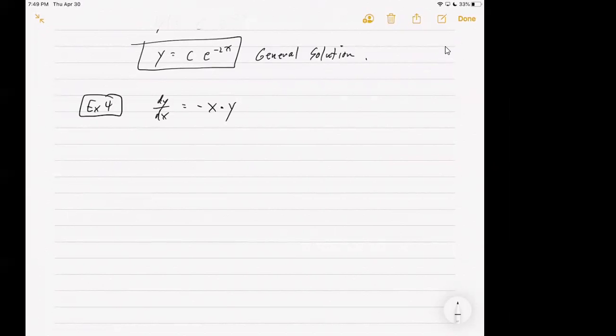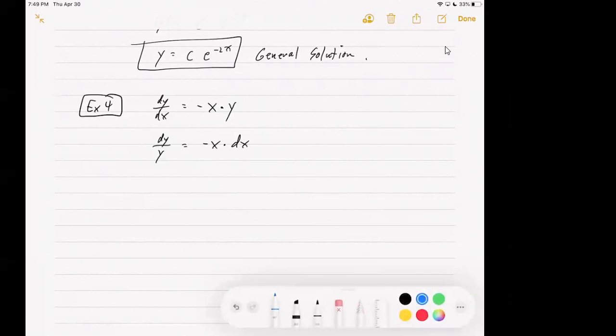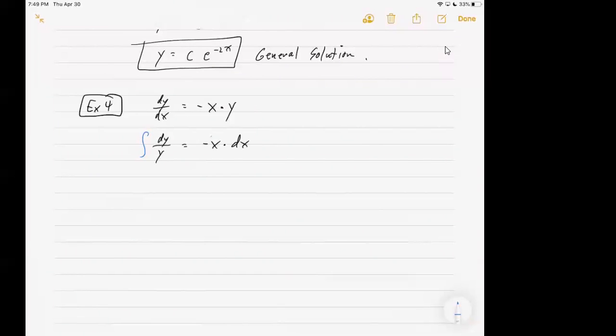Pause the video and see if you can write the separation step. Okay, so when you do the separation step, you should end up with dy over y is equal to negative x times dx. We need to divide both sides by y to get the y over to the left, and we need to multiply both sides by dx. All right, now you're in a position where you could integrate. So you throw in the integral sign. You could put the integral before or after the negative sign. The negative can be out in front. So you're ready to integrate. So at this point, pause the video and see if you can integrate that.